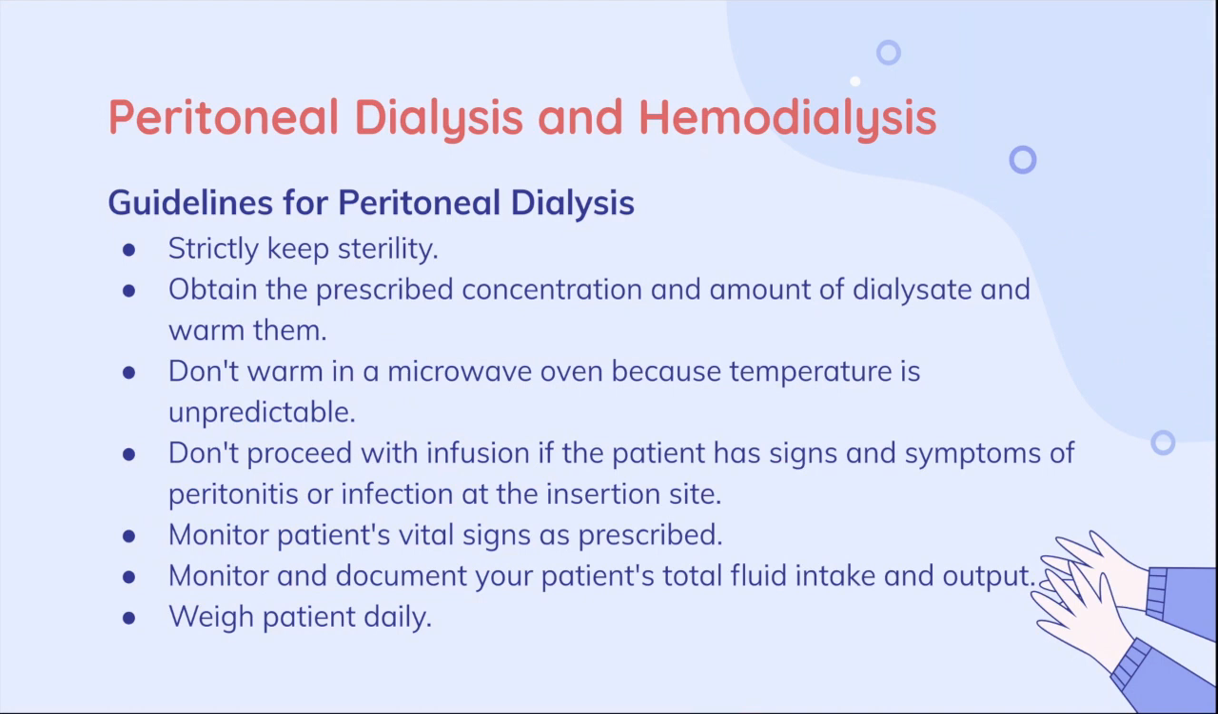Peritoneal dialysis and hemodialysis. Guidelines for peritoneal dialysis. First, strictly keep sterility. Obtain a prescribed concentration and amount of dialysate and warm them. Don't warm in a microwave oven because the temperature is unpredictable. It may become too hot or too warm for the patient to handle. Don't proceed with infusion if the patient has signs and symptoms of peritonitis or infection at the insertion site. Monitor patient vital signs as prescribed. Monitor and document your patient's total fluid intake and output, and weigh the patient daily.